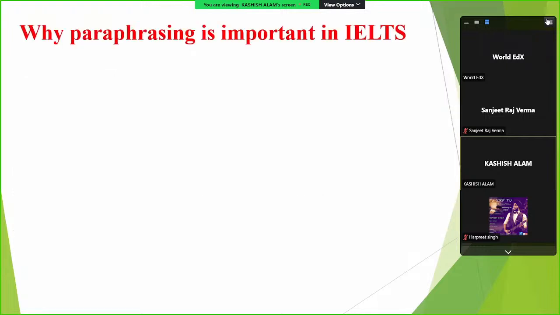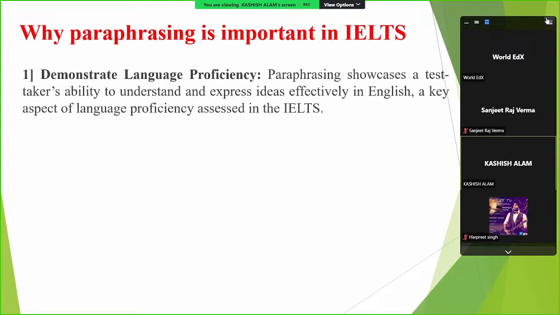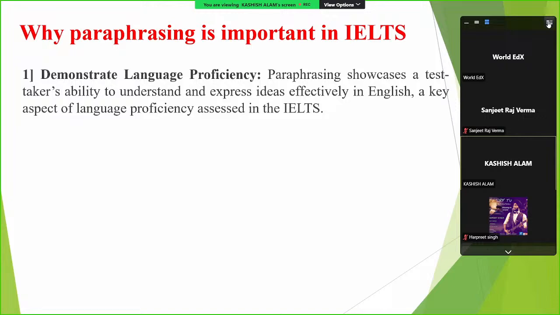Now let us understand why paraphrasing is important in the IELTS exam. First, it demonstrates your language proficiency. The examiner is able to understand the test takers' ability to express their ideas effectively in English writing. It's a good way for the examiner to assess your language proficiency, because IELTS is all about language only. As we mentioned in the session yesterday, it's not a knowledge paper, it's a paper to check your language ability. So paraphrasing is one of the crucial steps that demonstrates your language proficiency in English.